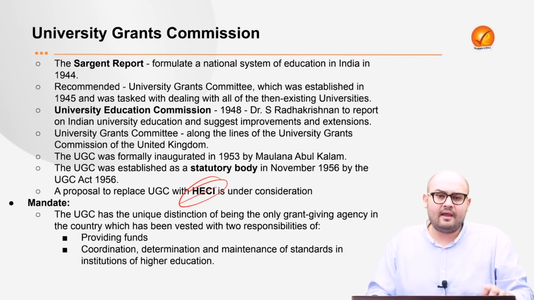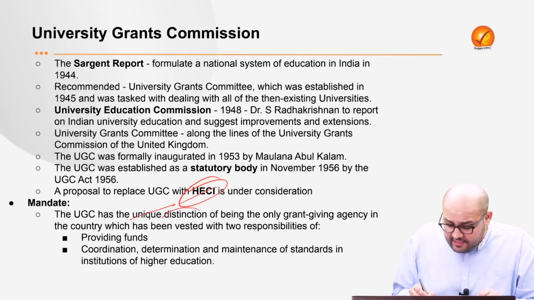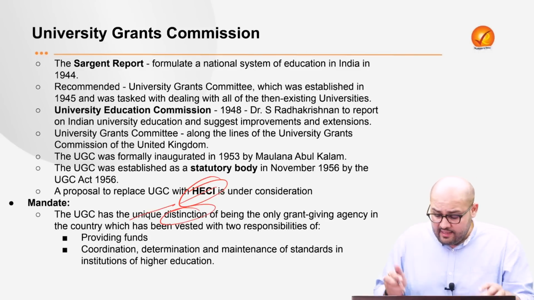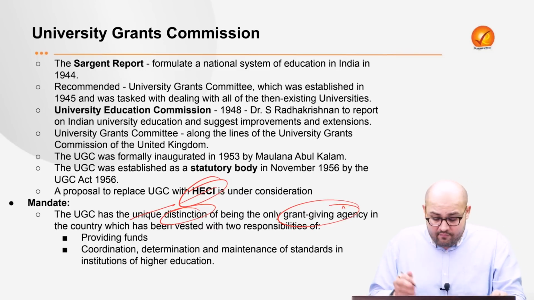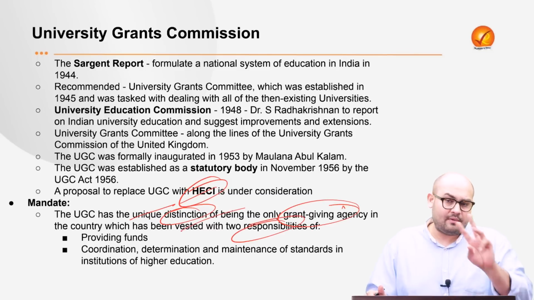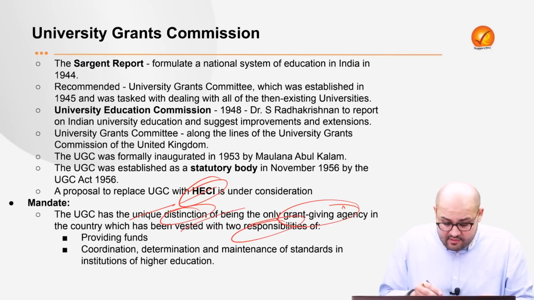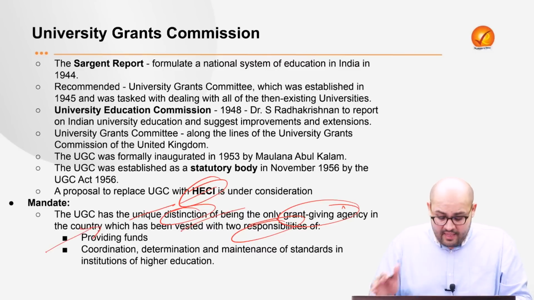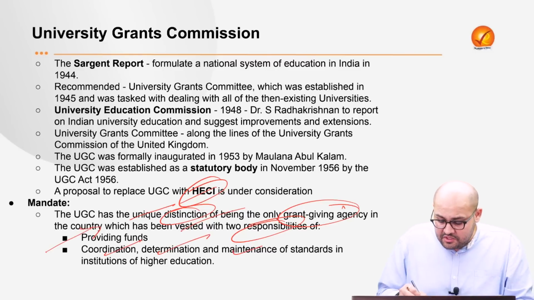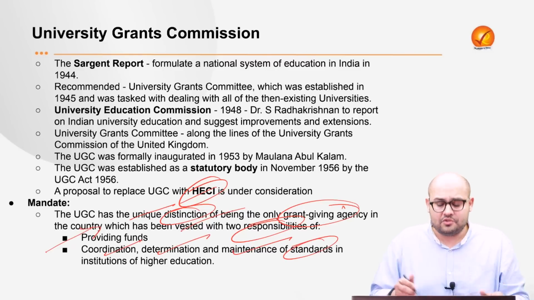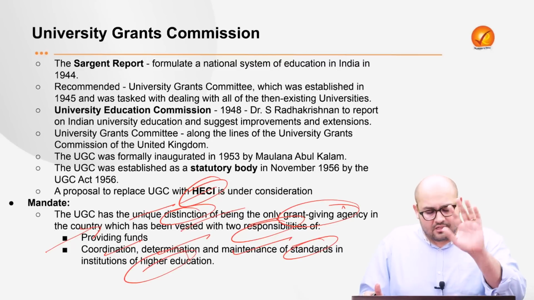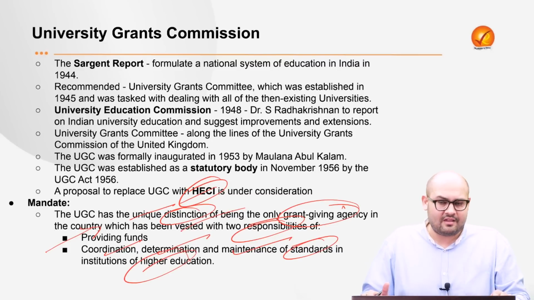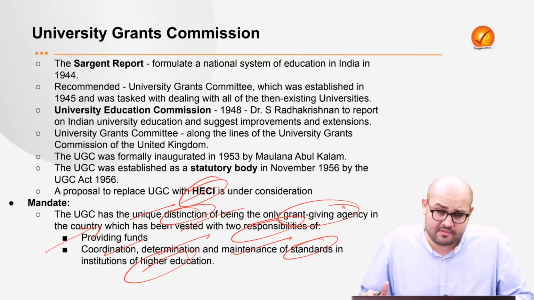Now, what you need to keep in mind is that the UGC has the unique distinction of being the only grant giving agency in the country which has been vested with two responsibilities. So primarily it has two responsibilities. The first is that it provides adequate funds, and the second is the coordination, determination and maintenance of standards in the institutions of higher education, right? So this is what you need to know about the University Grants Commission. It can be important for your prelims exam.